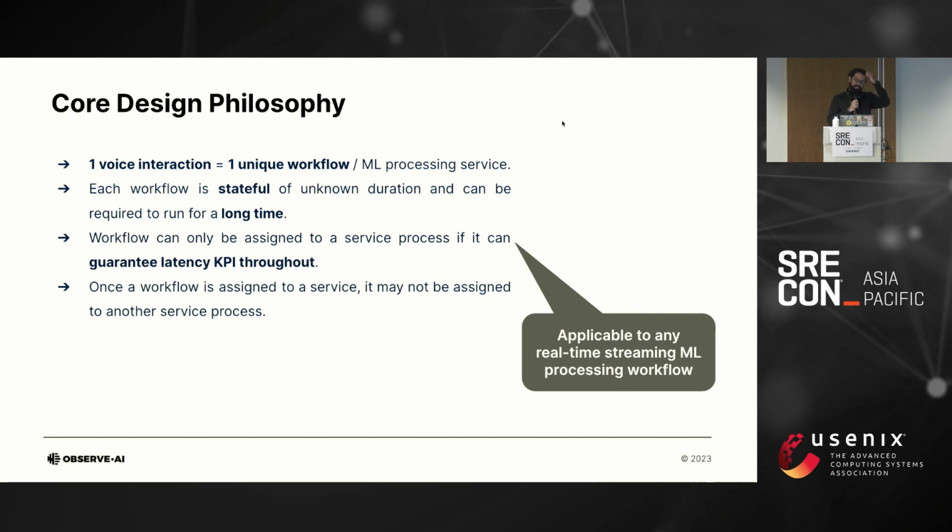The first thing we can do is say every voice that's coming into my system is a unique workflow per ML processing service. So if you have 10 different intelligences that are supposed to be processed for one call, then each of them is independent of the others and needs to run in parallel. So for every call, you'll have 10 workflows that need to run.